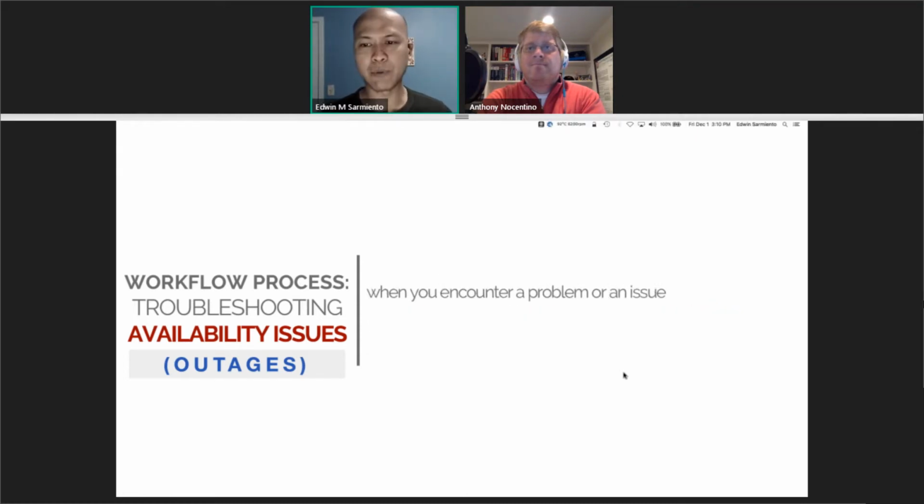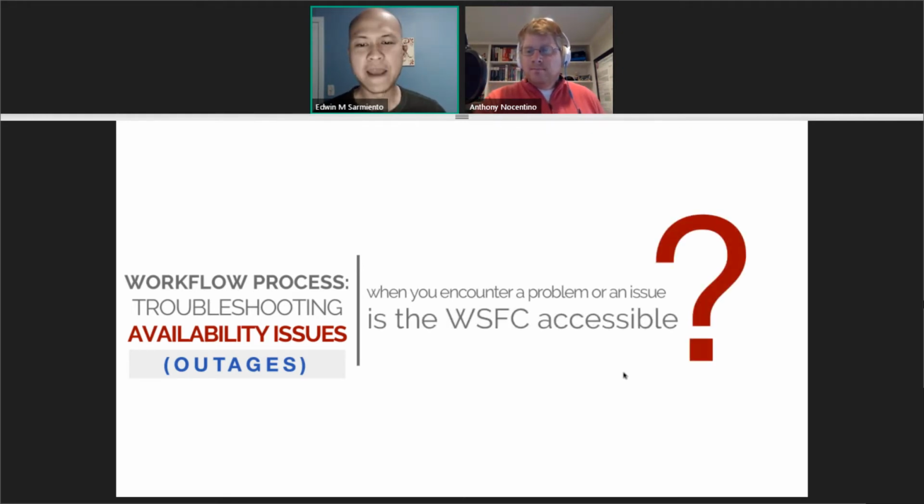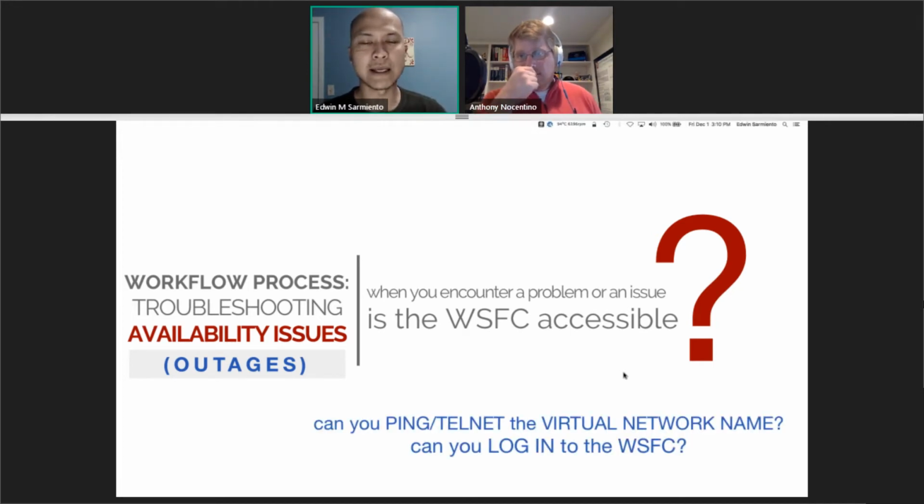Now, when you encounter a problem or an issue, ask yourself this question: is the failover cluster accessible? That's the first step. What I mean by that is, if you do a ping or a telnet on the virtual network name for the failover cluster, for the host name, or connect using remote desktop, that's the first thing that you need to do.